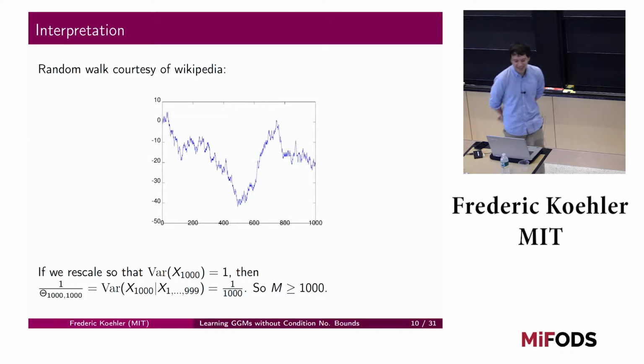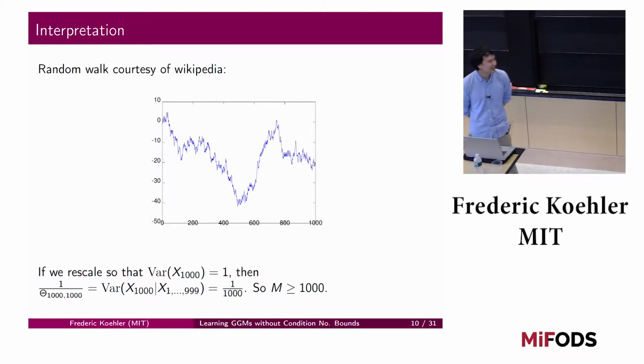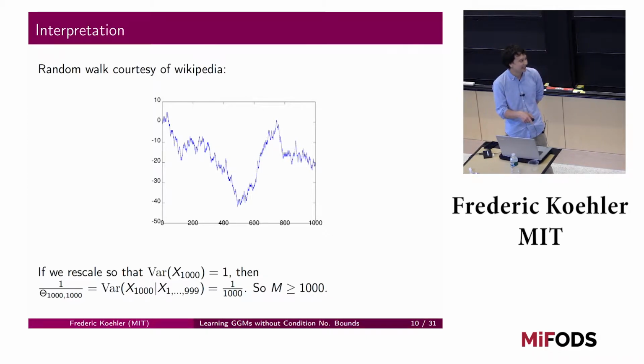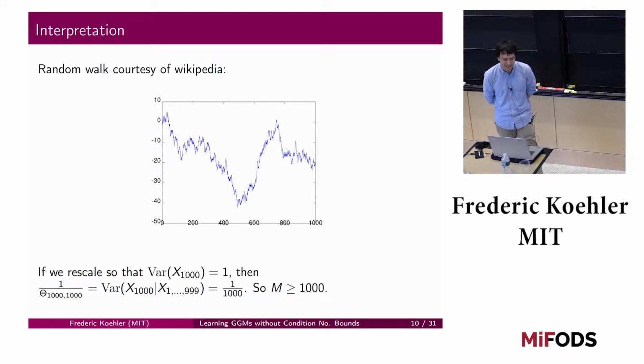And so if we do this rescaling where we set the variance of x1000 to be 1, which is something you pretty much always want to do if you're going to use lasso, then when you look at the corresponding entry of the precision matrix, which is 1 over the diagonal entry, that is equal to the conditional variance, which is equal to 1 over 1,000, because we scaled by the square root of that. So you see that in this example, even though the random walk corresponds to a path graph, so the sparsity is 2, this number m is actually on the order of 1,000, so it grows with n.